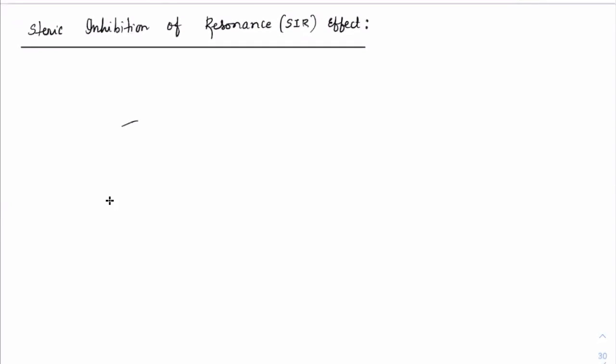What it is: see, on benzene, imagine there is some group like NO2. This is definitely a planar molecule because all of them are sp2 hybridized. Now, if there is one group here and another group here which has quite enough size to give sufficient repulsions here, then this group will try to come away from the plane of these two.